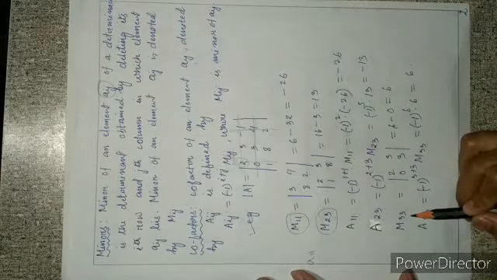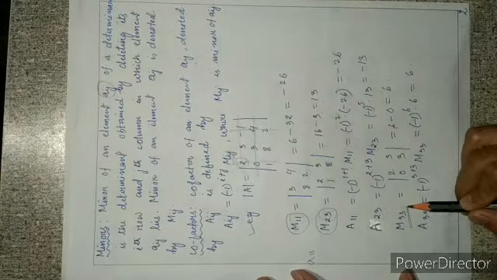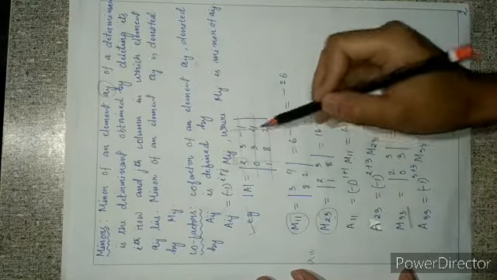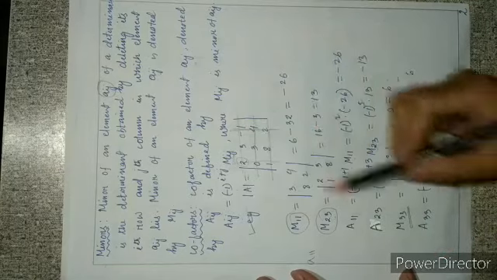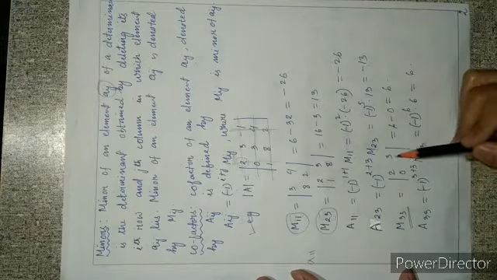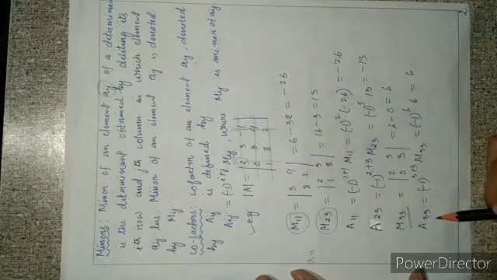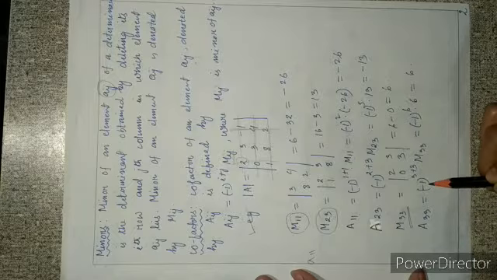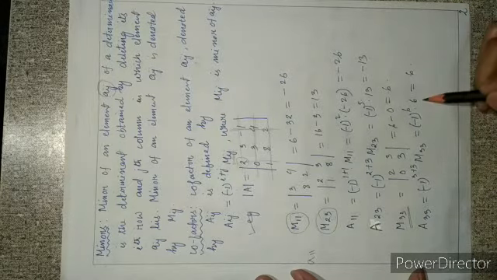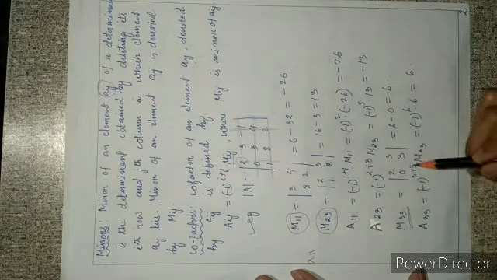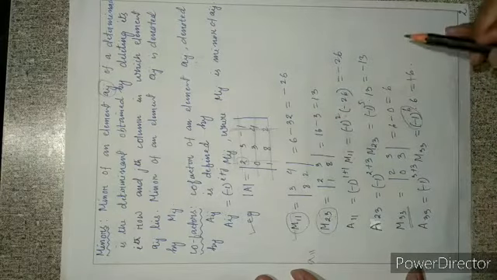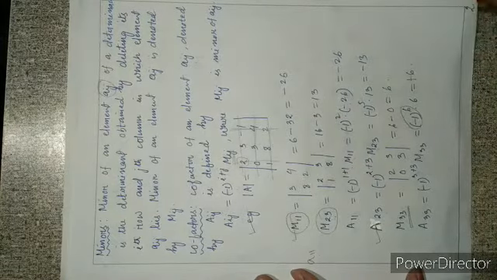And minor M33. Find the determinant obtained by deleting the third row and the third column. The elements are 2, 3 and 0, 3. By expanding we get 6, and its cofactor A33 is given by minus 1 to the power 3 plus 3, multiplied by M33. The value of M33 is equal to 6, and since 3 plus 3 is 6, an even number, the sign is plus 1. So we have found the minors and the cofactors.